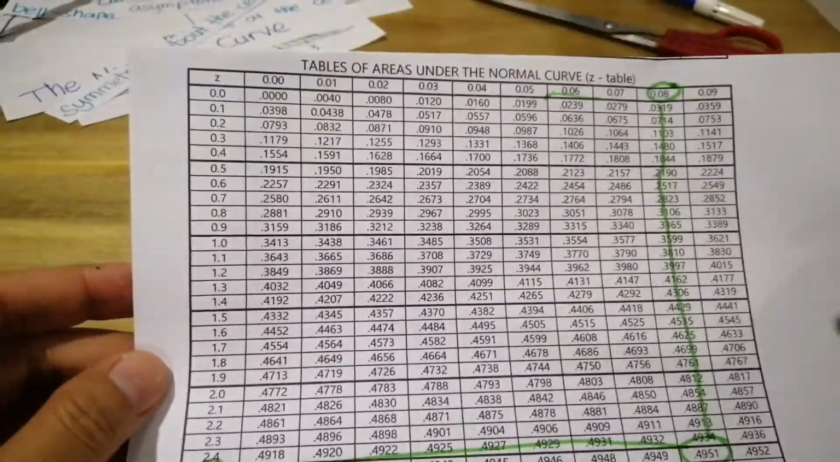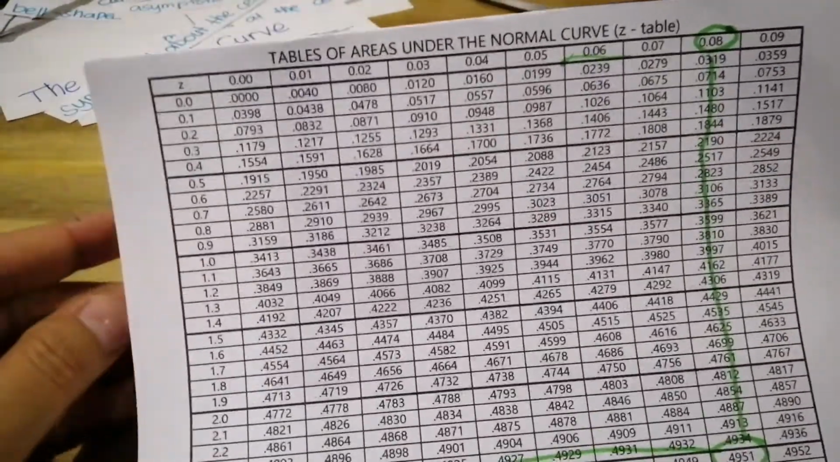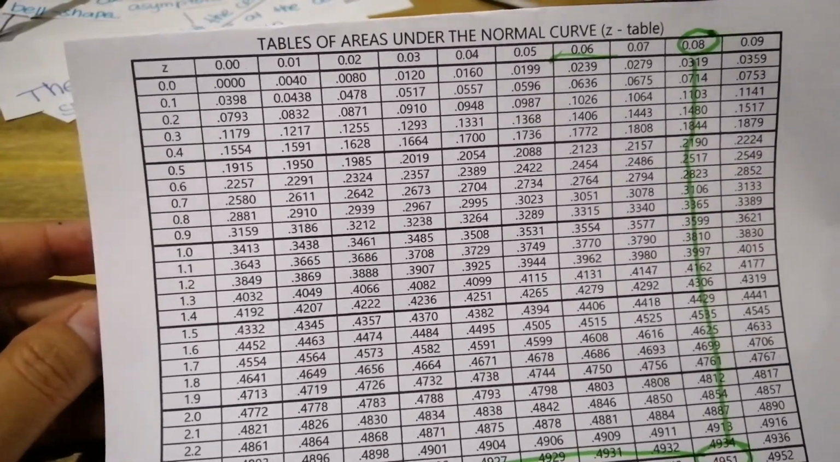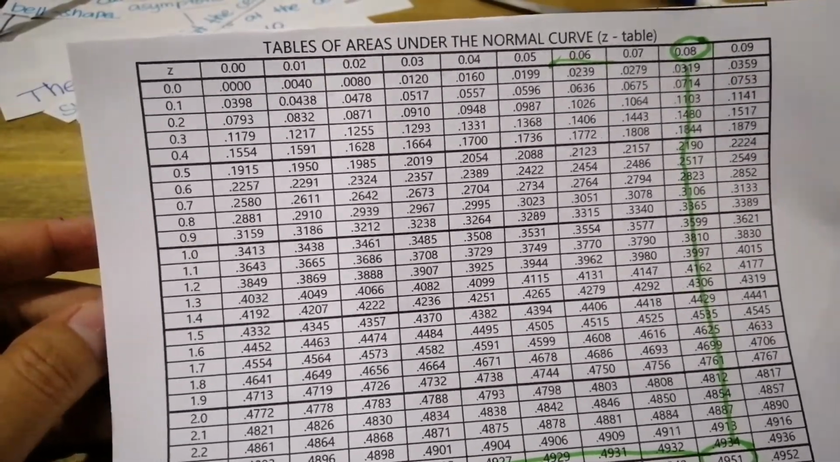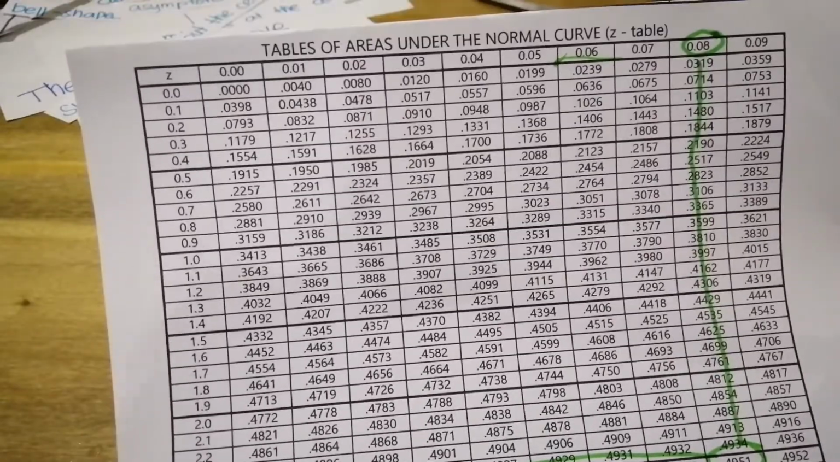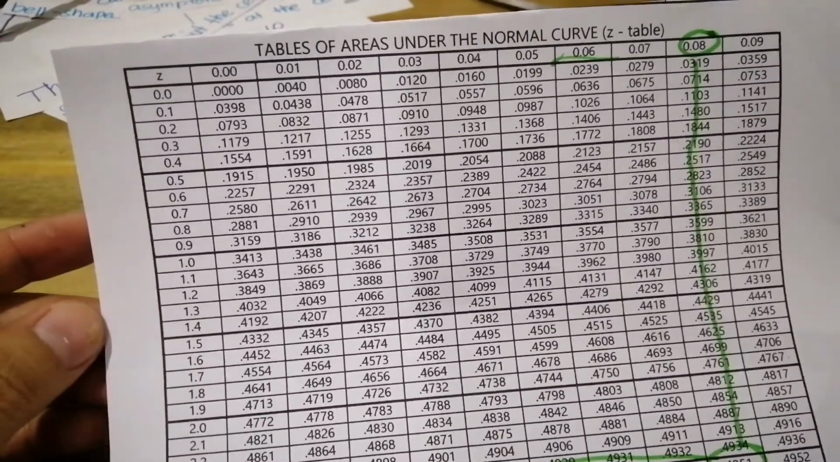And that is how to use the z-table in finding the areas under the normal curve. So now students, I think you are ready to answer the activity sheet. Good luck!